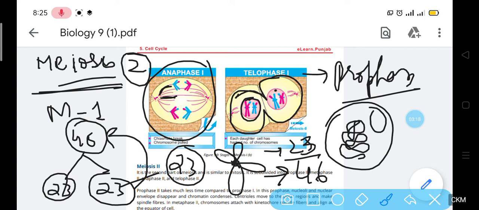So before going to meiosis 2, you should keep this in mind: in meiosis 1, a parent cell divides into two daughter cells, and these two daughter cells have half the number of chromosomes as compared to the parental cell, but have 46 chromatids. So let's move to meiosis 2.